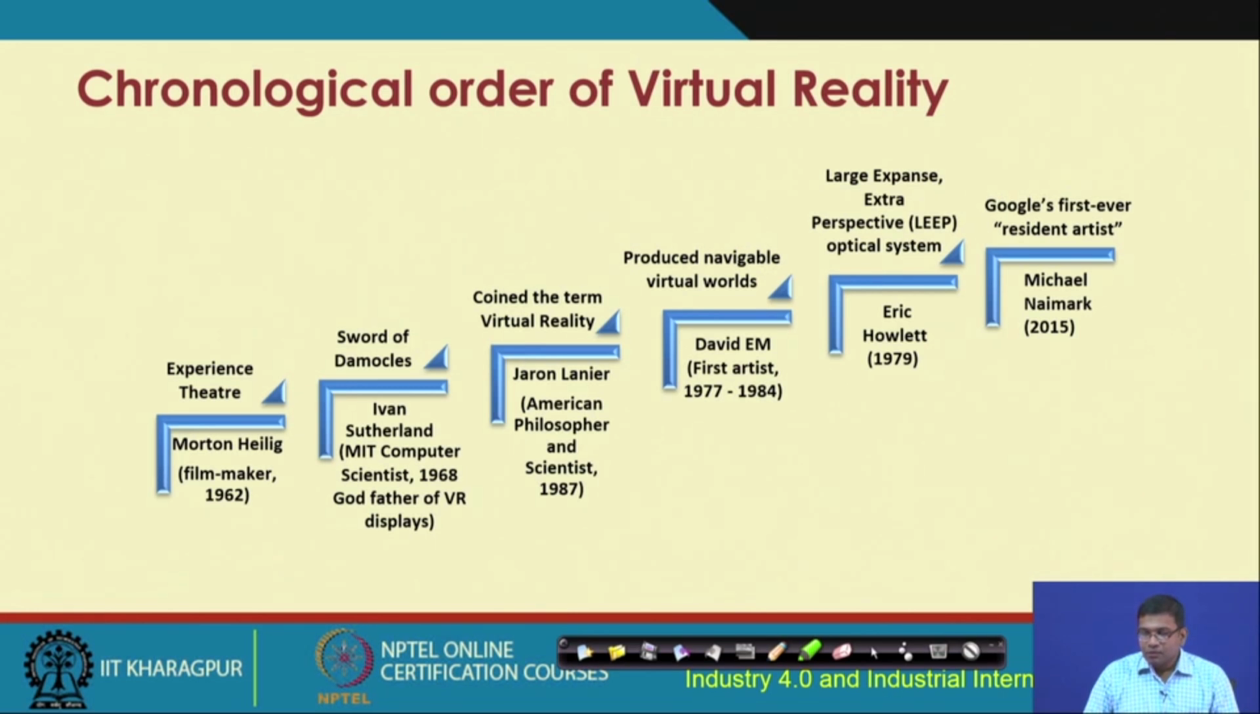In 2015, Google created the first ever resident artist system, and that is a quite popular virtual reality system. The Google Glass we have talked about earlier in the context of AR, and Google's resident artist system is another example of a virtual reality system. These are quite popular systems in terms of AR and VR being used in our society.